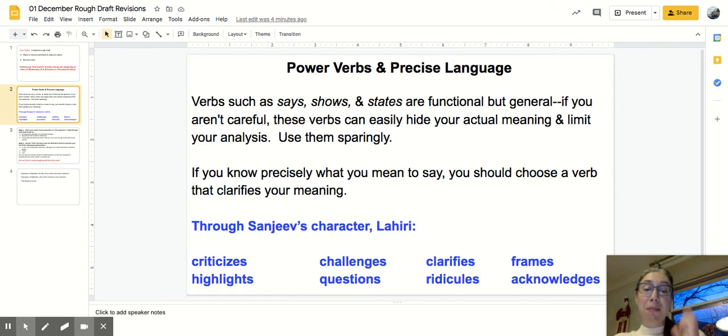Remember that you really want to think about using precise language. We've talked about how verbs like says or shows or states are functional but general. It's okay to use them, but you want to use them sparingly because they often don't convey your precise meaning. So, for instance, if I wanted to say through Sanji's character, Lahiri, instead of saying says or shows, I could use a more specific verb like criticizes or highlights or clarifies or ridicules or acknowledges, anything like that.